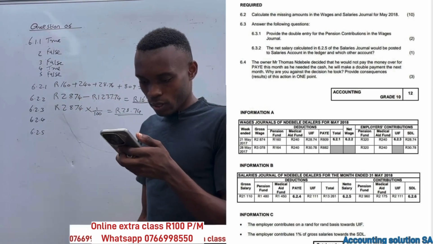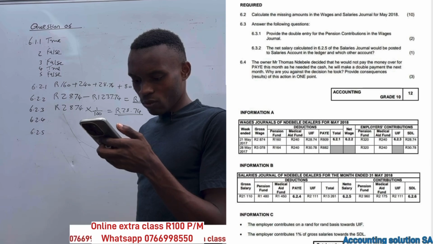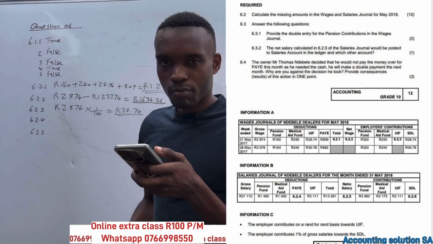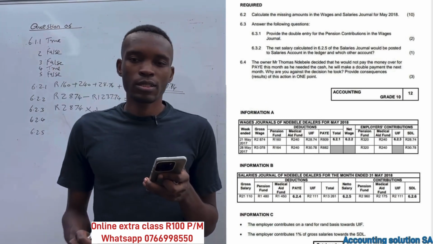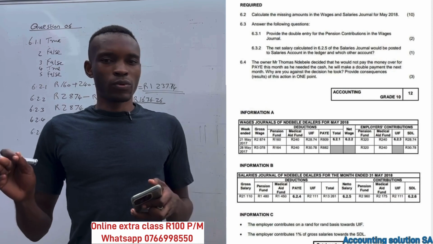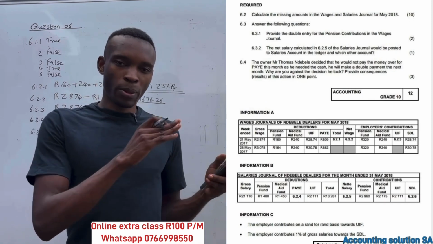Okay, and the next one, 6.2.4. Let me check on the table. They are looking for pay as you earn. All right, but pay as you earn, guys, the percentage is not the same for everyone. It depends on how much you are earning. That's why it's called pay as you earn.